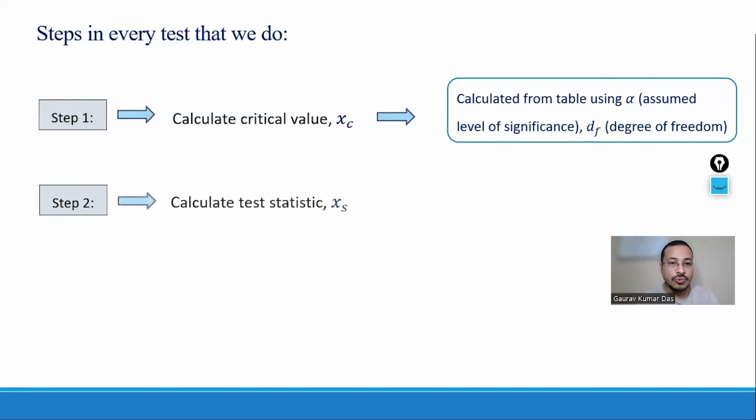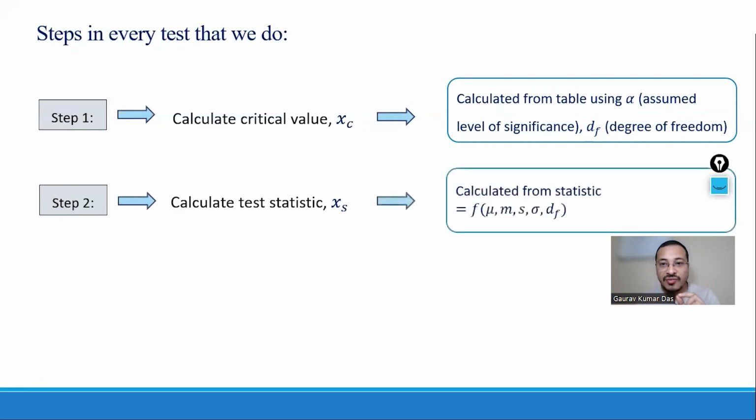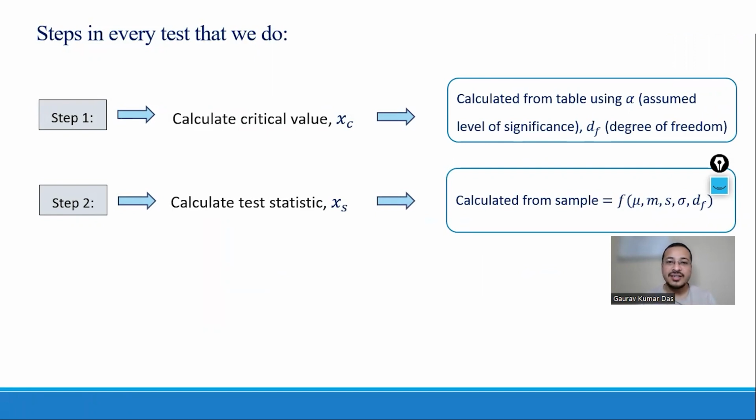Okay. Step 2, we calculate the test statistic. Now this is very important. Test statistic is calculated from the sample itself. So this should have been "calculated from sample." Okay. So that calculation is dependent on what we have in a sample. What can we calculate from a sample? Either we can calculate the sample mean, the sample standard deviation, or the population mean, population standard deviation, all of these things, and the degree of freedom. Right. So mu and sigma you can see here are from the population.